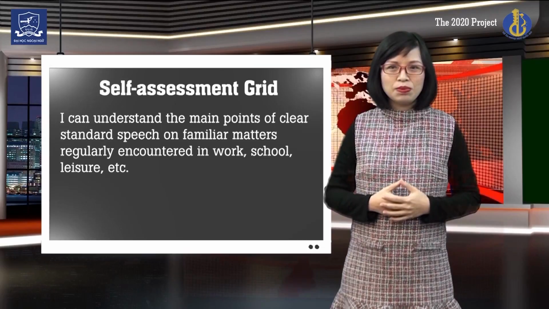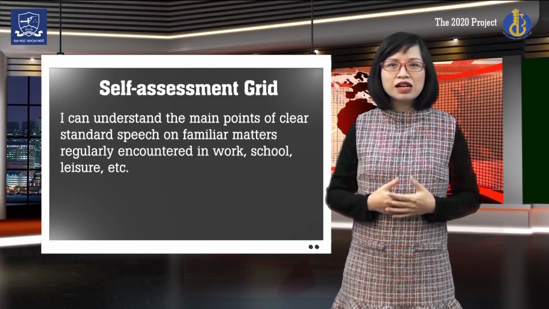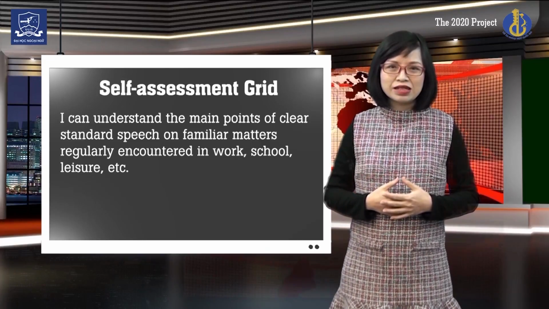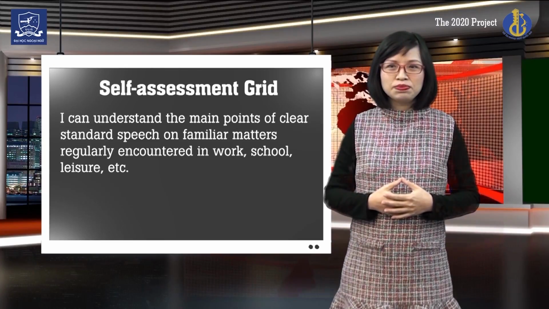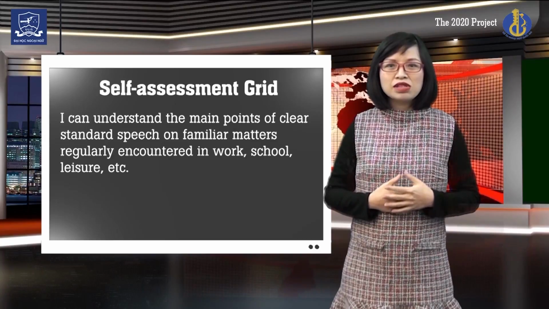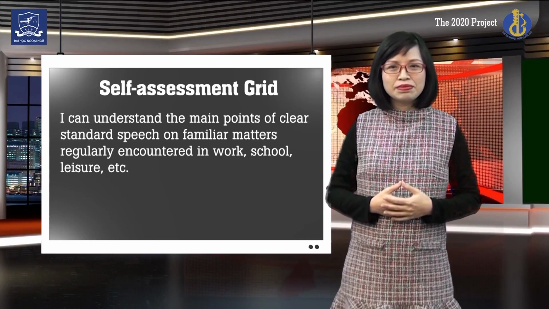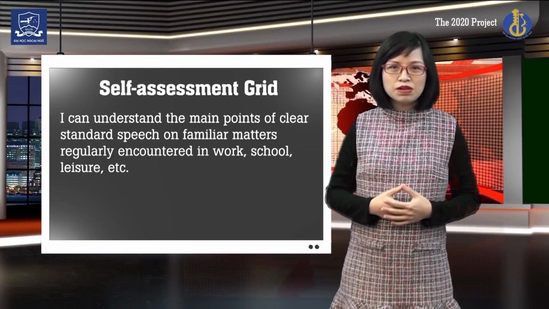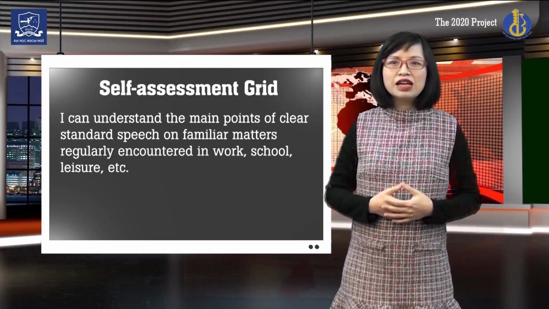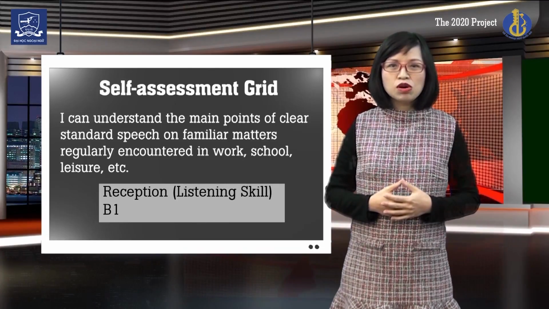Let's take one example. Look at the statement, "I can understand the main points of clear standard speech on familiar matters regularly encountered in work, school, leisure, and so on." Can you tell me whether it talks about receptive, productive, or interaction, and what level it is? Please pay attention to the phrases such as clear standard speech, familiar, regularly encountered. The answer is receptive skill, more specifically listening skill, at level B1.